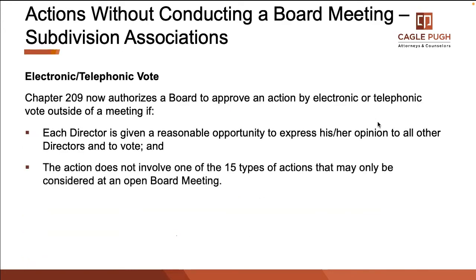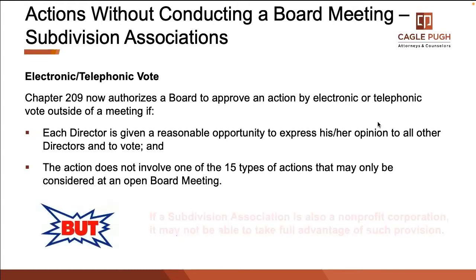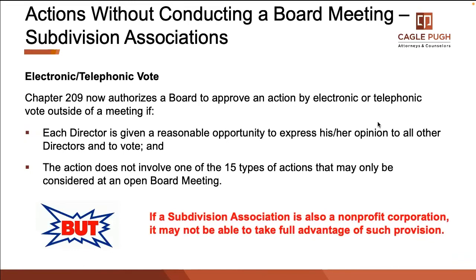With respect to a subdivision, you are permitted to have an electronic or telephonic vote if each director has an opportunity to express their opinion and discuss matters, and it does not involve one of the 15 types of actions that has to be taken at a board meeting. So basically that means you can conduct your board meetings via Zoom unless you're talking about those 15 types of actions. However, because a subdivision association is also organized under Chapter 22 of the Business Organizations Code, you may not be able to take full advantage of that provision.